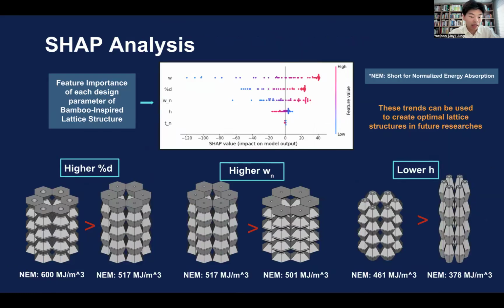I also conducted a SHAP analysis. This basically shows which features contributed the most to creating the optimized design. I realized that higher percent D, which means higher diameter, higher node width, which means thicker nodes, and lower height overall, they all contributed to optimizing the normalized energy absorption, which was a design variable.